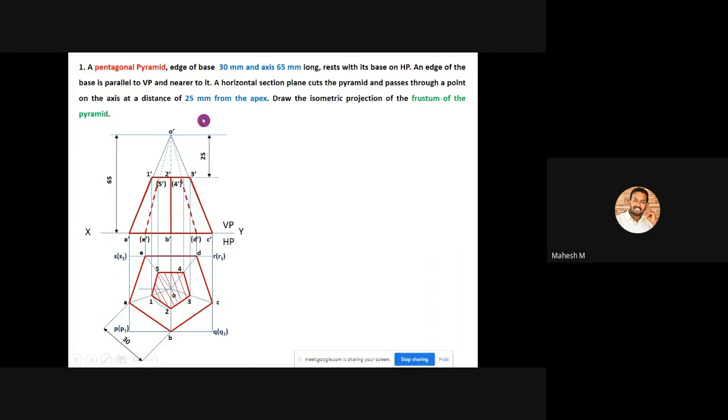Here we have used the notation ABCDE. Here we have used the notation 1, 2, 3, 4, 5. You can choose your own notation, but this one should be different. This rectangle has been named P of P1, Q of Q1, R of R1, and S of S1. After creating this rectangle, you can create a horizontal line.